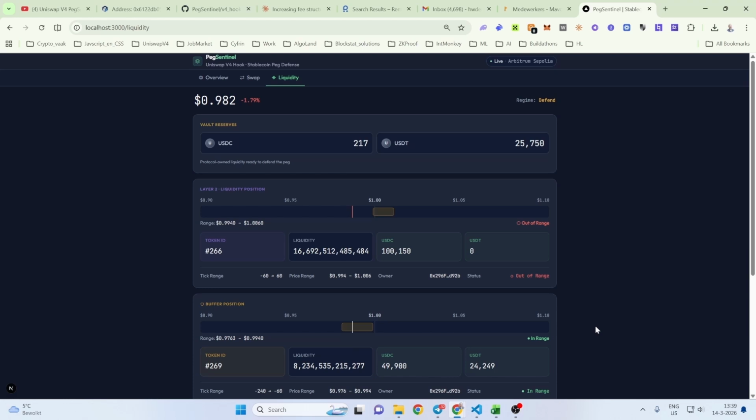The original LP position, with token ID 266, is now out of range. A new buffer LP position has been created, with token ID 269. This effectively creates a liquidity floor, catching sell pressure before it can push the price further away from peg.